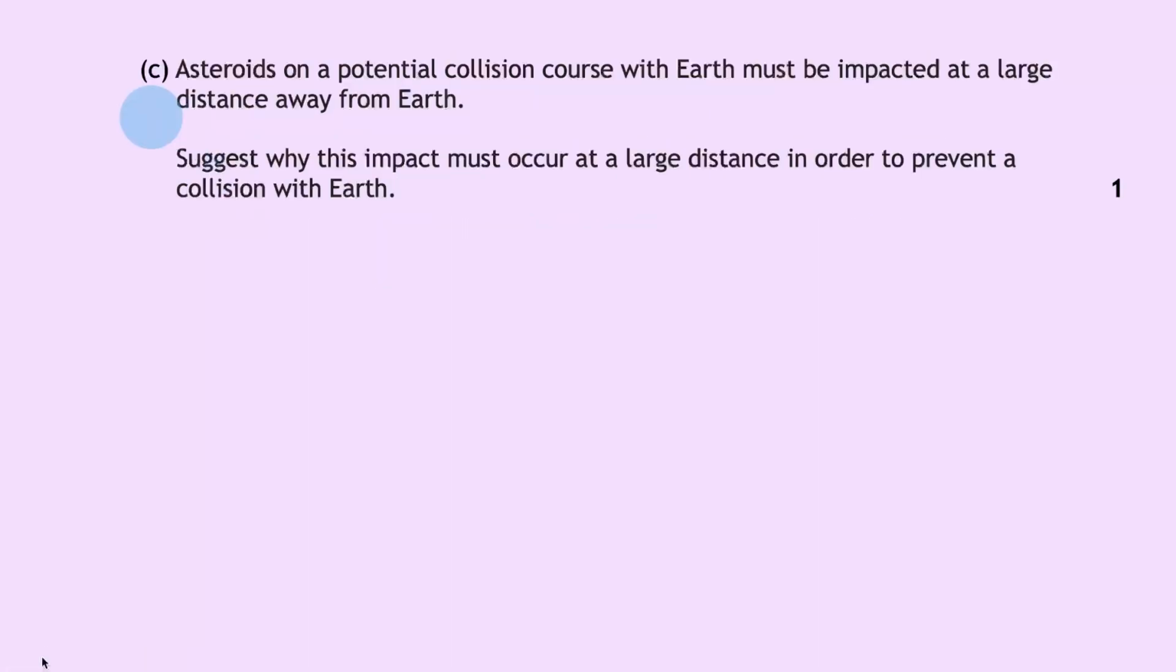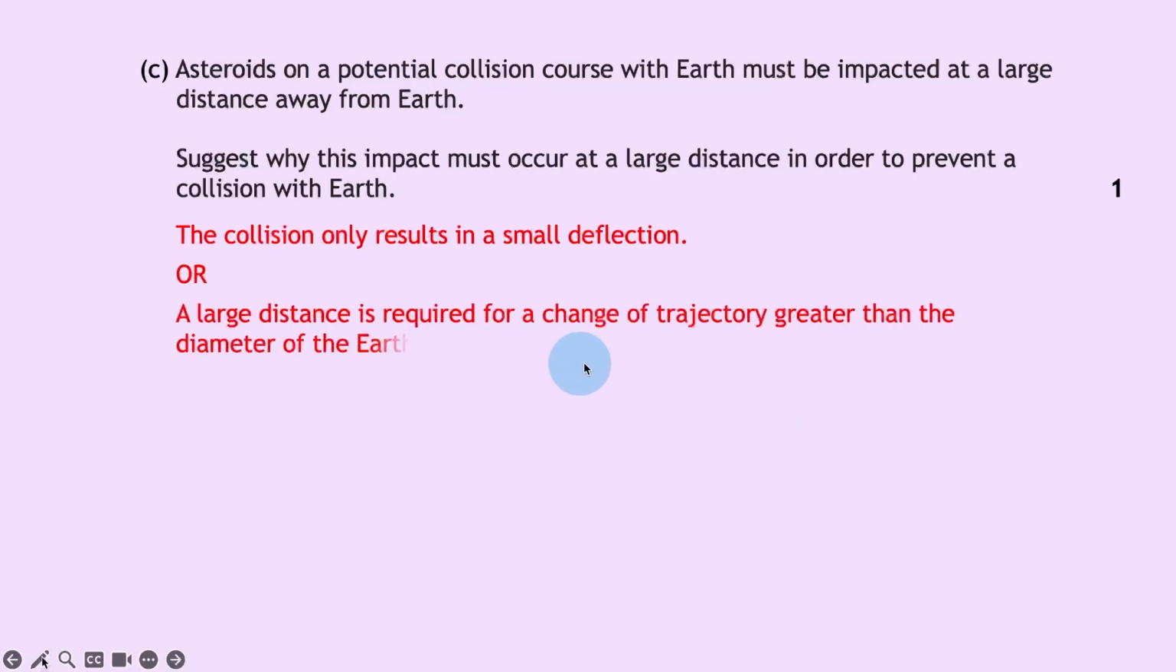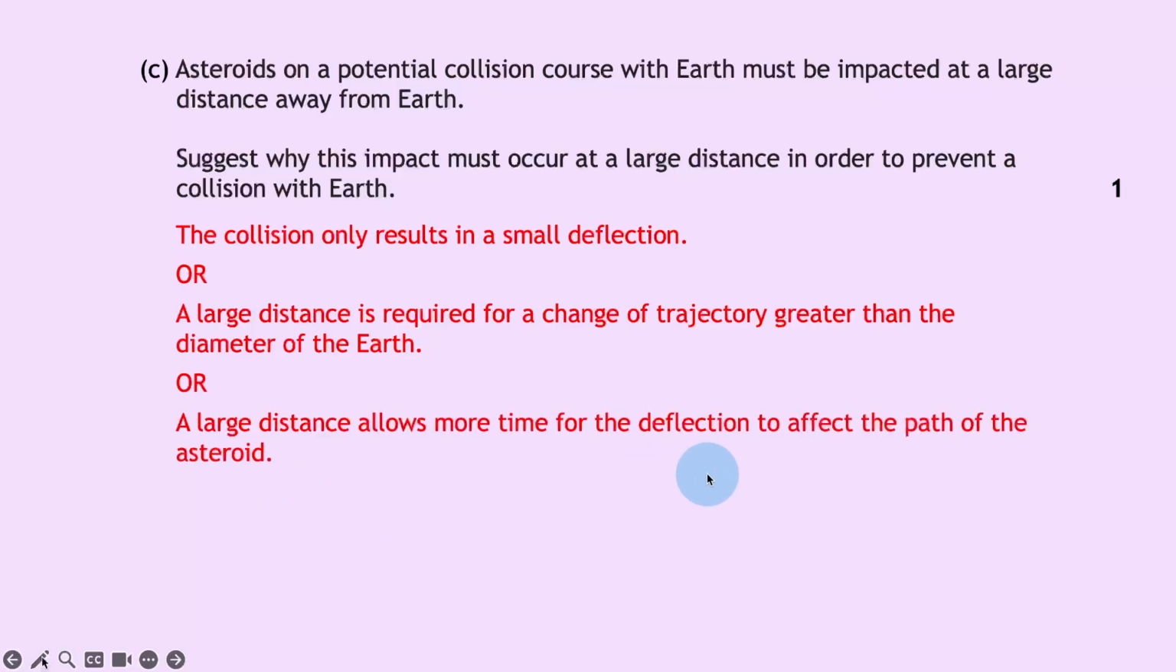Lastly, part C says asteroids on a potential collision course with the Earth must be impacted at a large distance away from Earth. Suggest why this impact must occur at a large distance in order to prevent a collision with Earth, and there's 1 mark available here. Well, you could say one of several things here. You could say the collision only results in a small deflection, or a large distance is required for a change of trajectory greater than the diameter of the Earth, or a large distance allows more time for the deflection to affect the path of the asteroid.